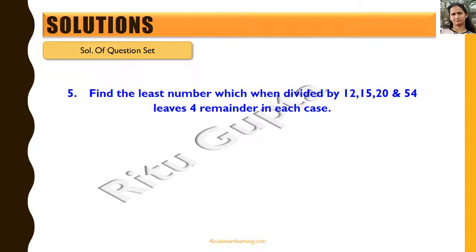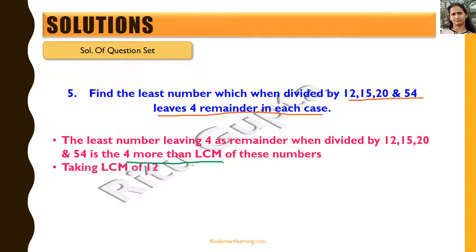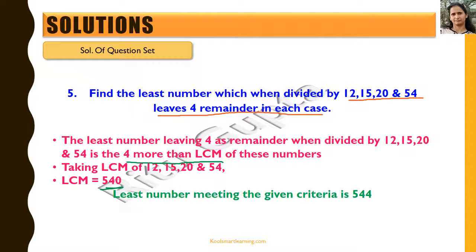Now moving on to the fifth question. We need to find the least number which when divided by 12, 15, 20 and 54 leaves a remainder 4 in each case. Now we know that the least number leaving 4 as the remainder when divided by all of these is 4 more than the LCM of the given numbers. So if we first find out the LCM of these numbers, it comes out to be 540. So the least number which meets this criteria is 544.